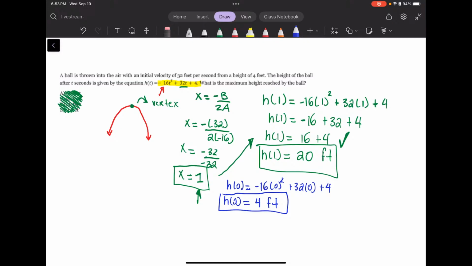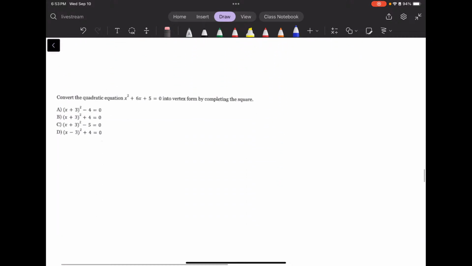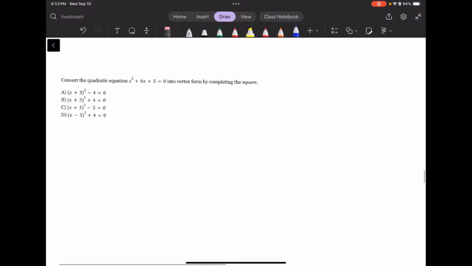And before we go to the last problem, always remember they're going to ask you to interpret the answer. And I've said this before, but we should know that with this problem, they're going to reach their highest height, which is 20 feet, exactly 1 second after throwing or launching the ball. So if they ask you to interpret what the vertex represents, this is how you would do it.